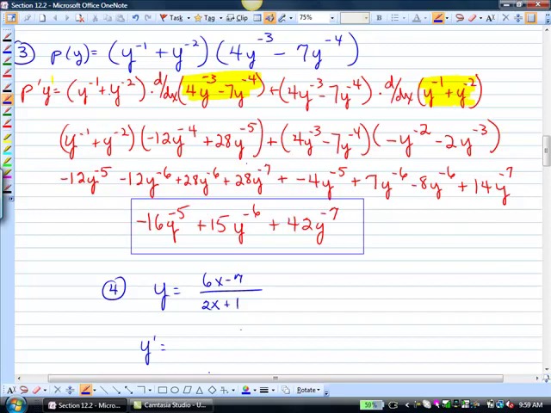Did anybody check me on the collecting like terms and make sure that I had it right? Don't always assume. All right, let's go back to 100%.